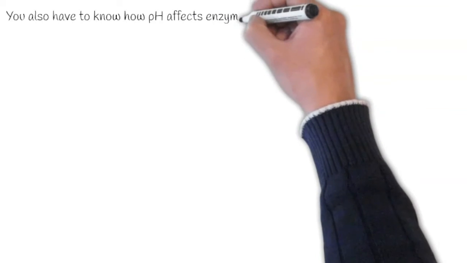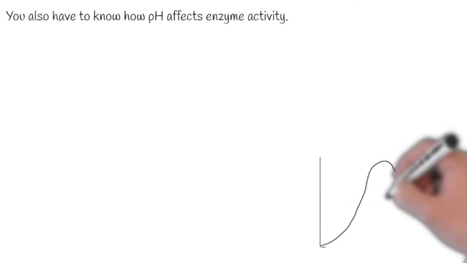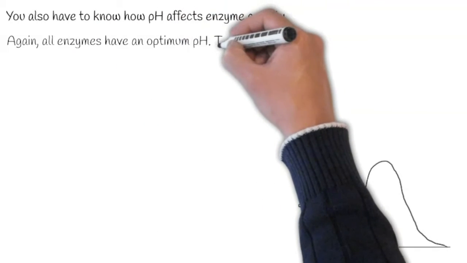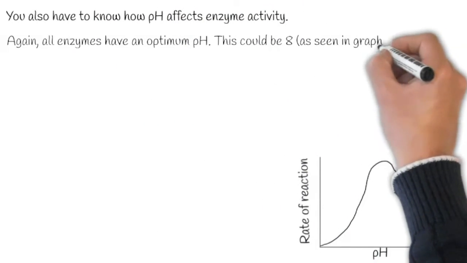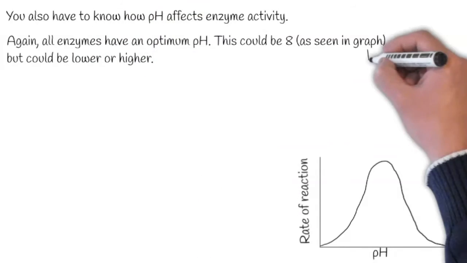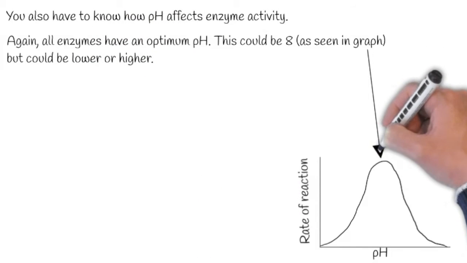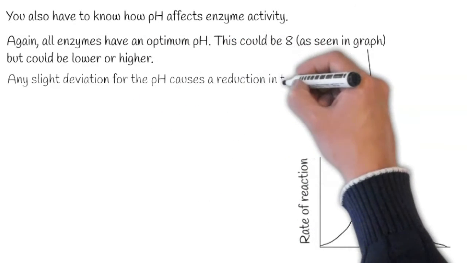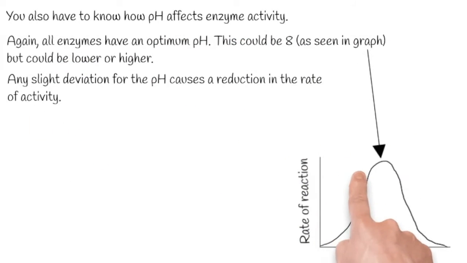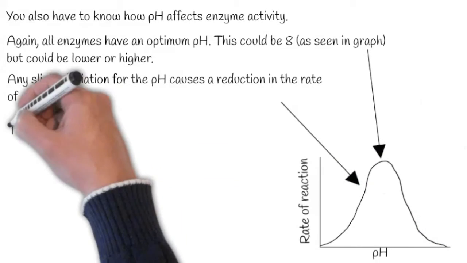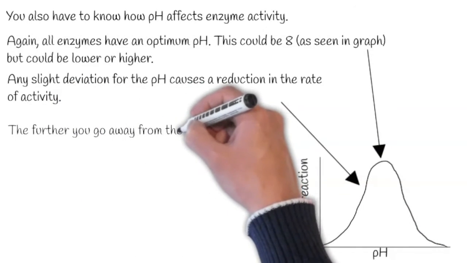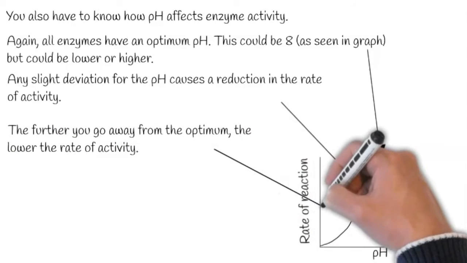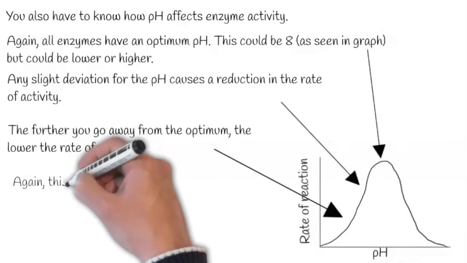You also have to know how pH affects enzyme activity. So I'm drawing a graph for that now. Again, all enzymes have an optimum pH. This could be 8, but could be lower or higher. Here is the optimum. Any slight deviation from the pH causes a reduction in the rate of activity. You see here, if we change the pH by 1, it decreases. And the further you go away from the optimum, the lower the rate of activity.